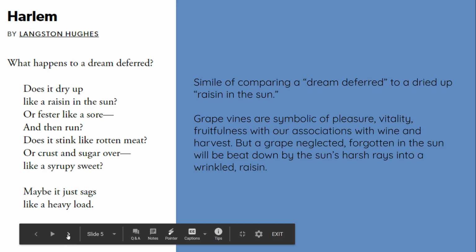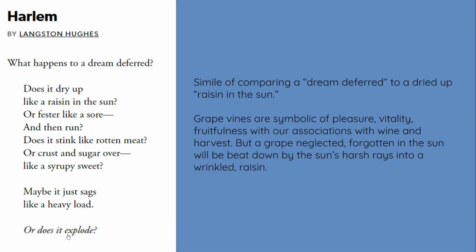So first, we're going to look at our first image where there's a simile of comparing a dream deferred to a dried up raisin in the sun. So we want to unpack this one because it's the first image, and we want to think about what does it mean, what does it matter, and how does this connect to the poem's overall purpose.